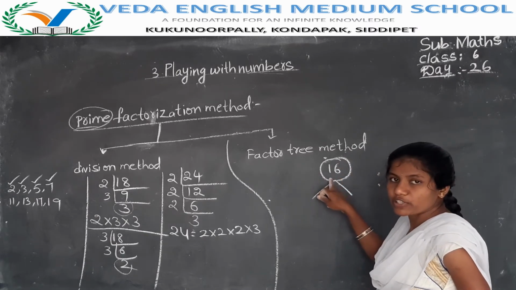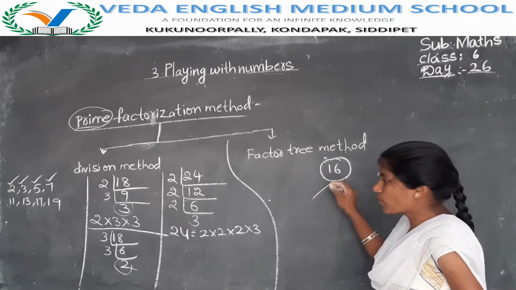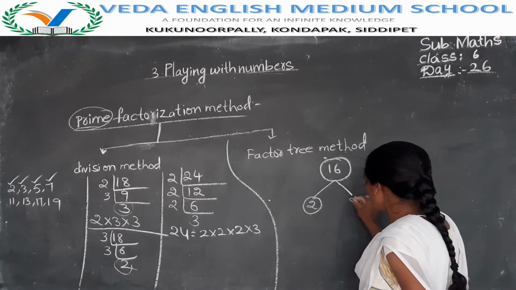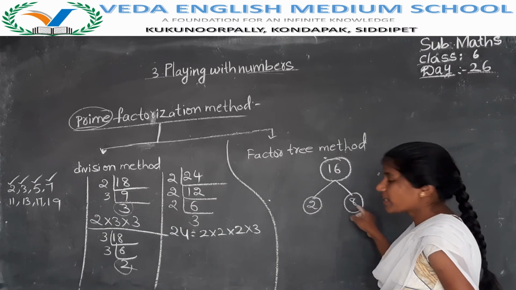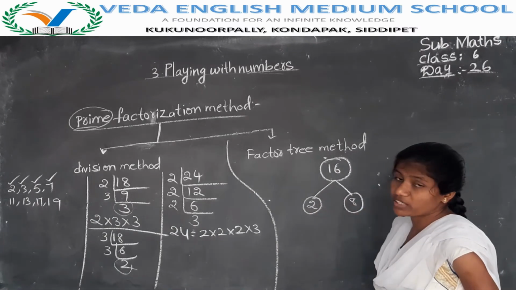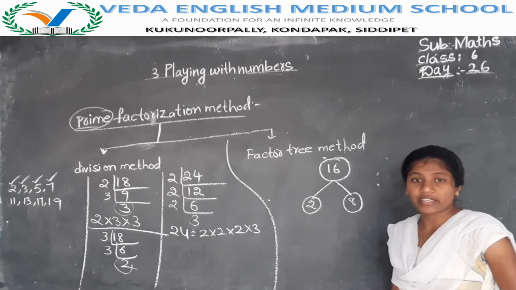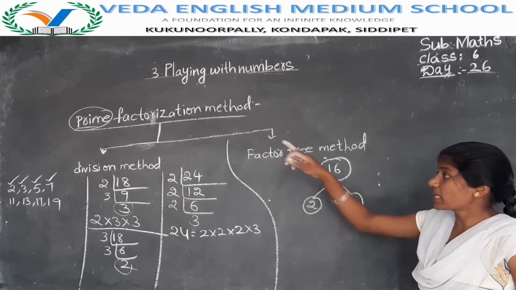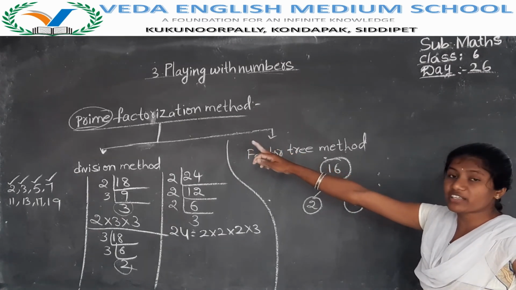Is 16 possible in the 2 table? Yes, it is possible. So that is 2 8s are 16. Why have I taken only the 2 table here? In the 4 table also 16 is possible. Then why did you not take 4? In this column, 4 is not a prime number. I have already written the heading prime factorization method.